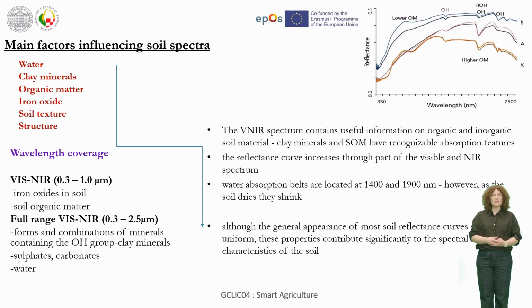Near-infrared spectrum contains useful information on organic and inorganic soil materials, mostly clay materials and soil organic matter. They have recognizable absorption features in this part of the spectrum. And water absorption belts are located here at 1400 and 1900 nanometers. As soil dries, they shrink. We can say that all these properties significantly affect spectral characteristics of soil.